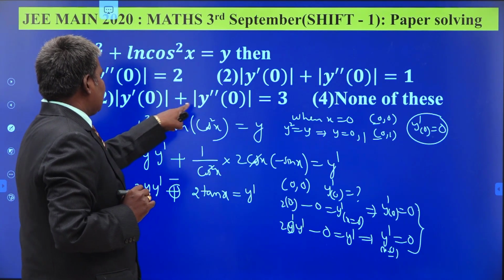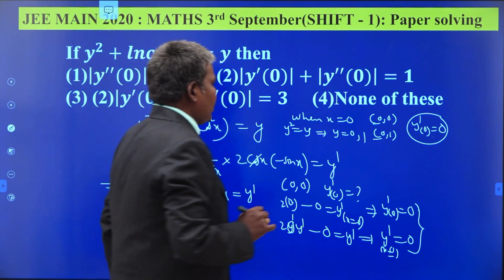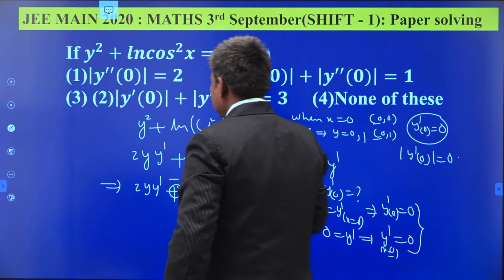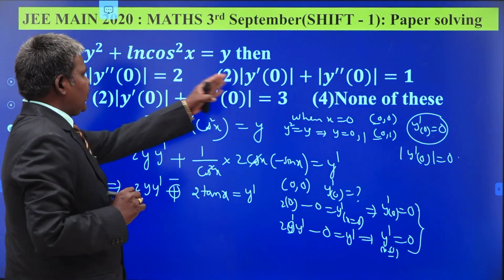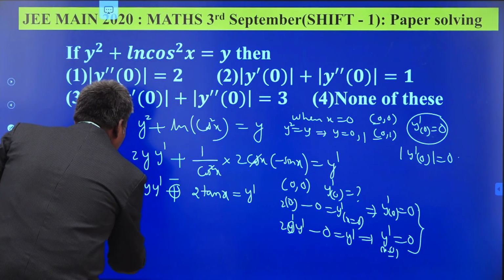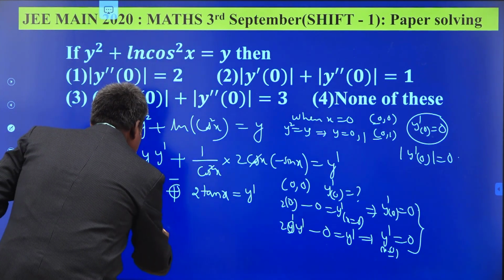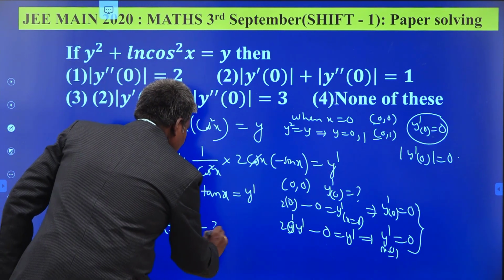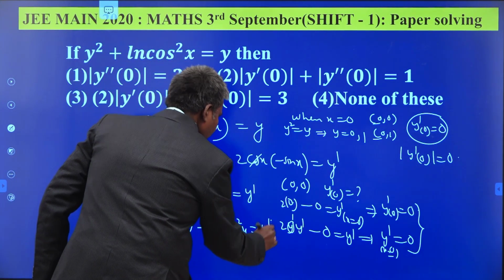Modulus of y dash at 0 plus y double dash 0, these are the options. First of all, we have modulus of y dash at 0 is equal to 0. Once you find y double dash 0 also, we can check the options. Again, we have to differentiate this one. 2 times of y double dash plus y dash into y dash whole square minus tan x, derivative is secant square x, is equal to y double dash.